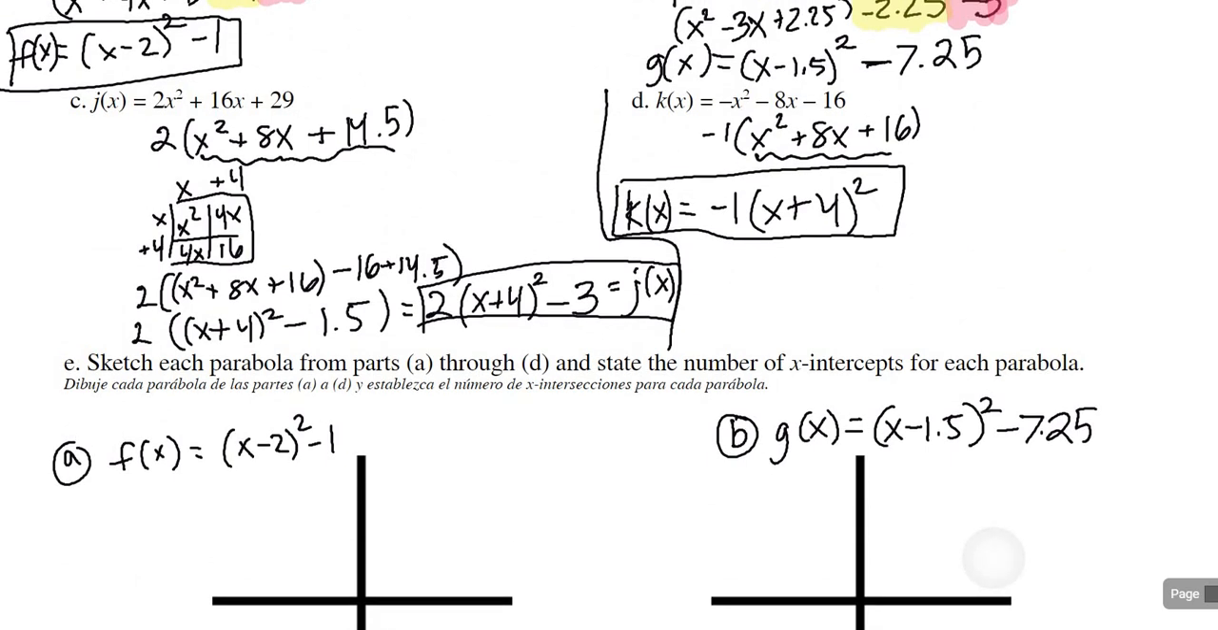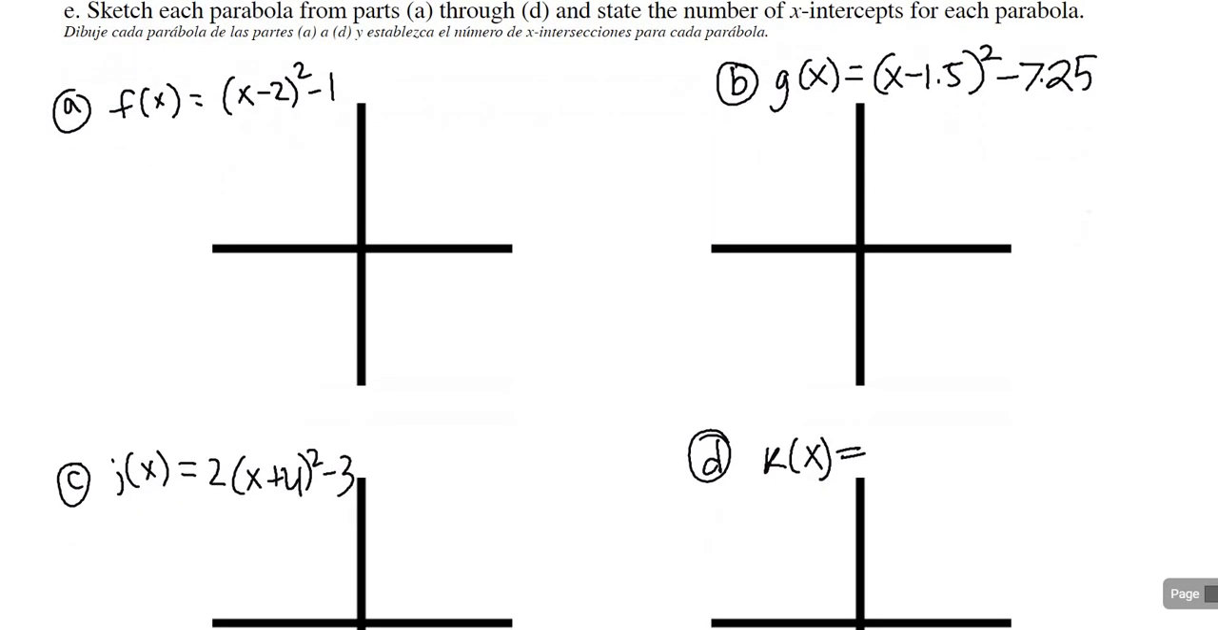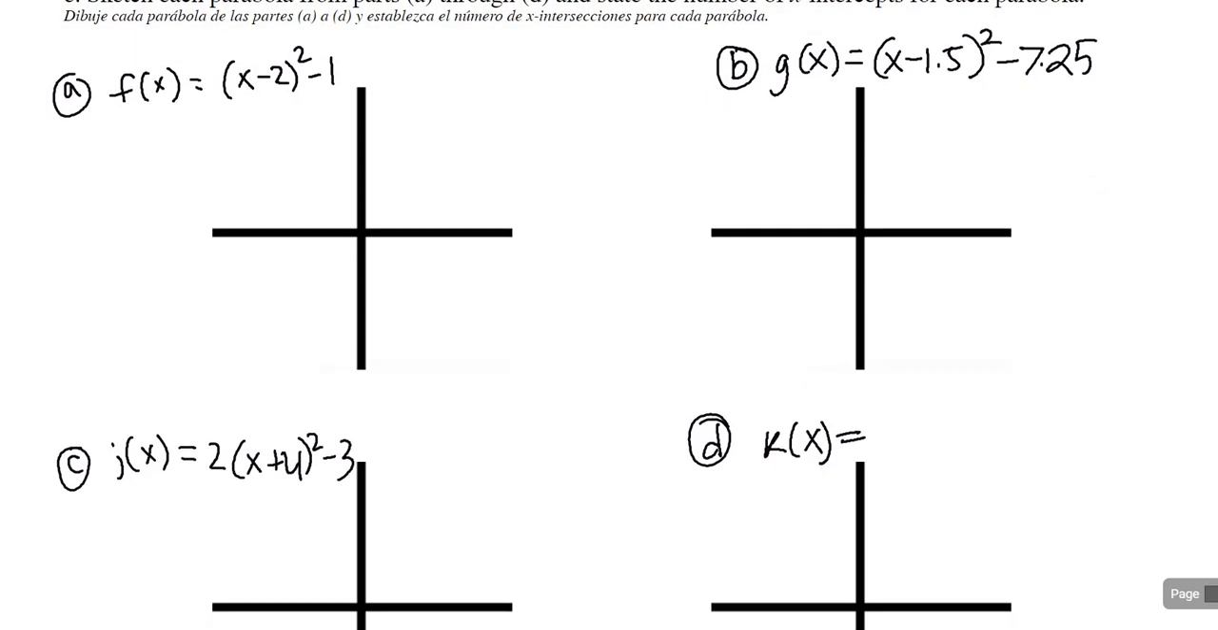Oh, I made a mistake on k of x, everybody. I'm so sorry. I misread the problem. Let's go back and fix it. I thought that this was a plus sign. I'm going to make it a plus sign so that we don't have to completely redo the problem. K of x is equal to negative x plus 4 squared.